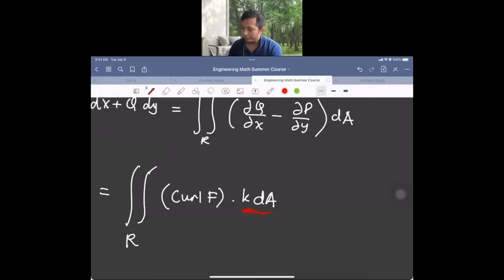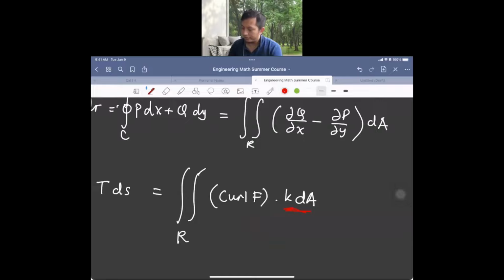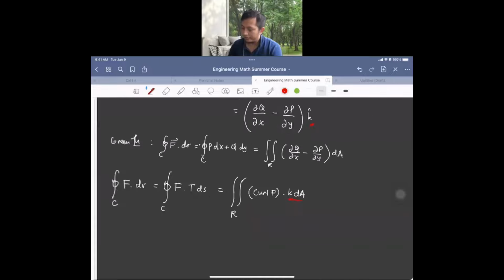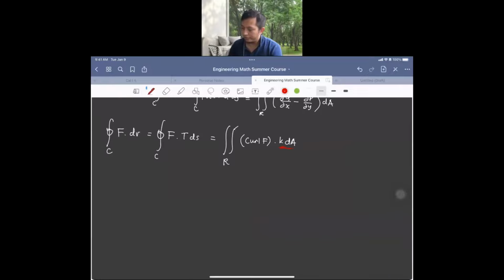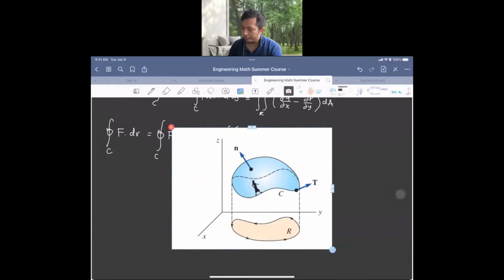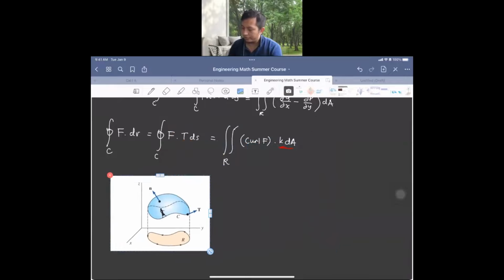So in three dimensions, this is not the case, and we are going to have basically a real form. Let me get you the picture, if I have the picture. Okay, here is the picture.